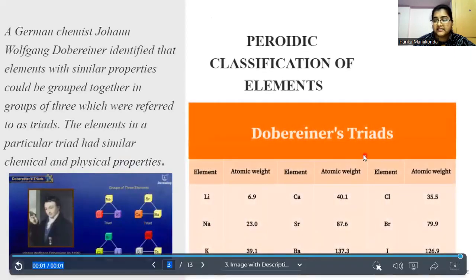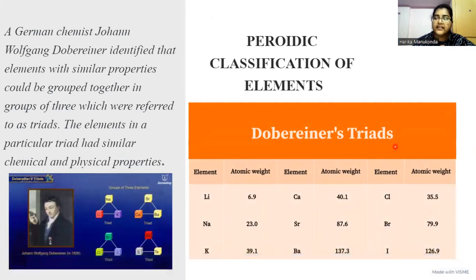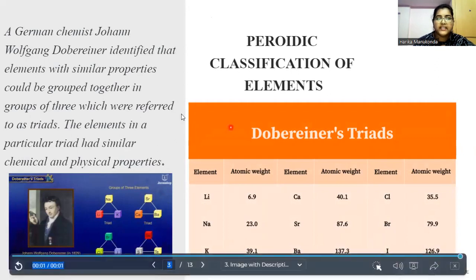If we go to Dobereiner's law of triads, which is present in our syllabus, the name itself suggests that triads means three elements. In 1816 to 1817, only 30 elements were discovered. With those 30 elements, Dobereiner tried to create a periodic table. He was a German chemist, Wolfgang Dobereiner. He said that three elements with the same physical and chemical properties are placed in one group.